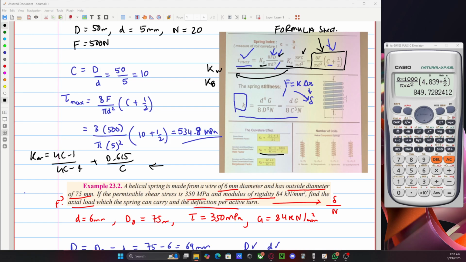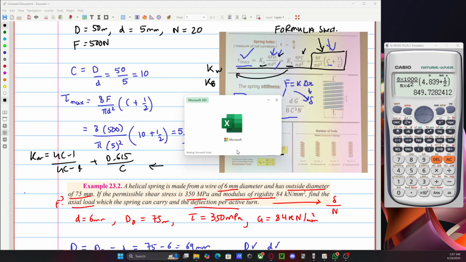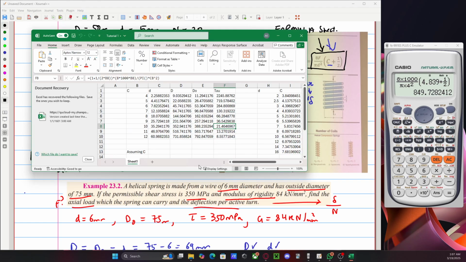So I'm just trying to show you guys if this is correct. I did the Excel of what we were doing earlier.